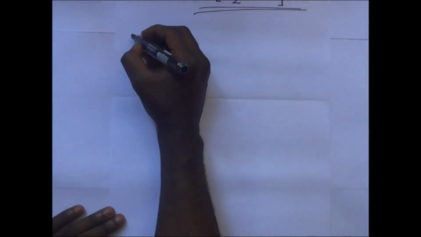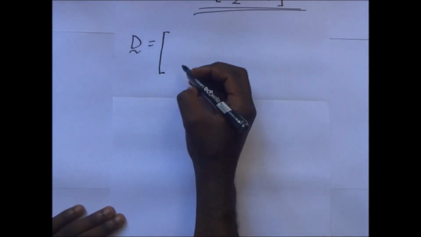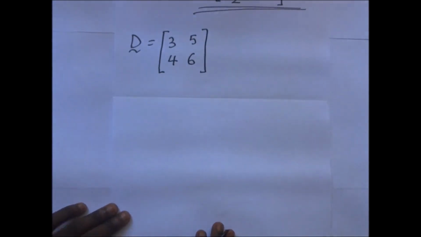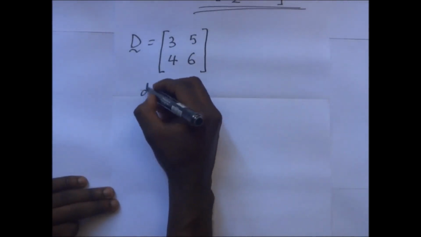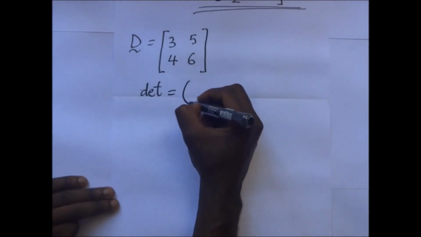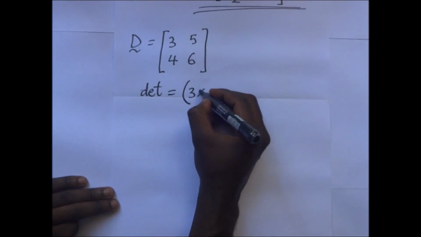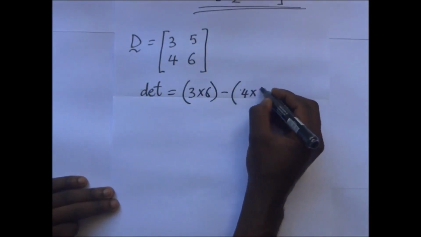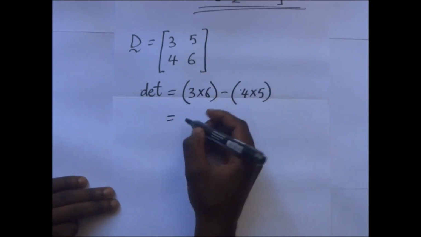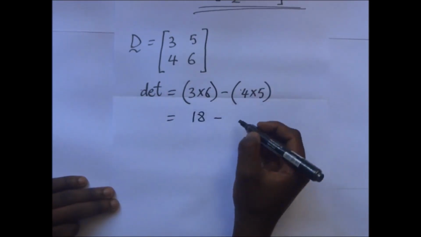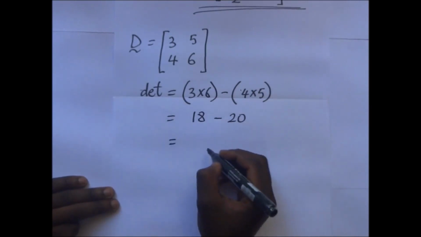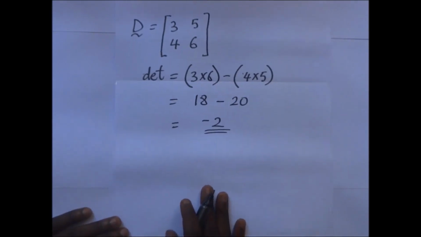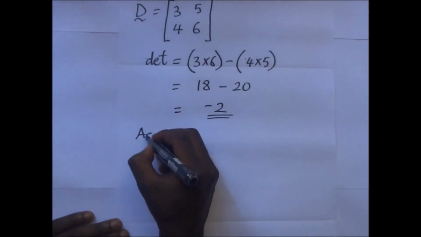Find the inverse of matrix D. Just like we did before, we are going to first find the determinant. Determinant of this matrix is going to be 3 times 6 minus 4 times 5. So 3 times 6 is 18, minus 4 times 5 is 20. And we shall end up with our answer being -2. So that's our determinant.